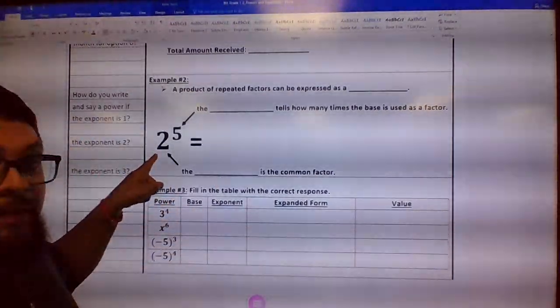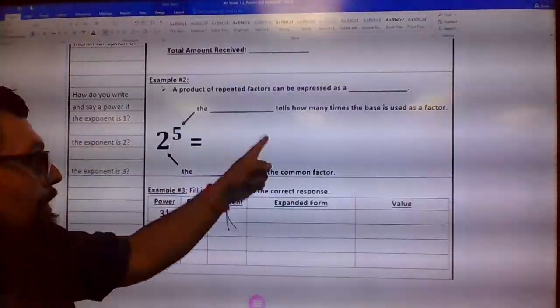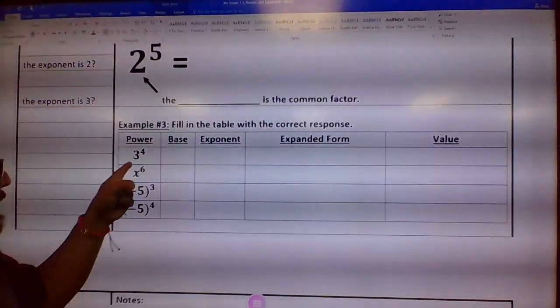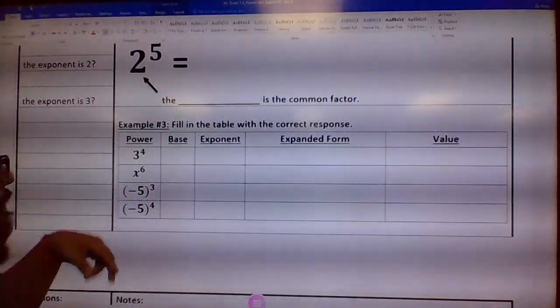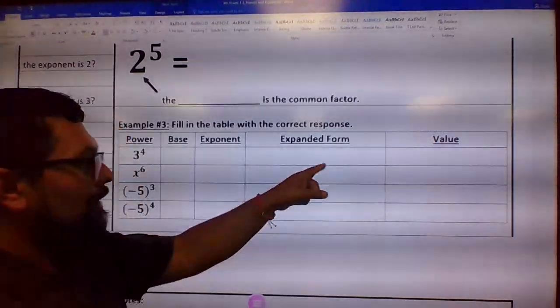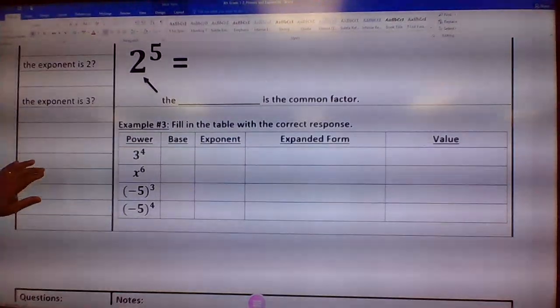In example number 2, we were looking at the different parts of the power. The bottom is the base and the top is the exponent. There's going to be a question like this. We took these powers, found the base, found the exponent, and then expanded them. Then we found the actual value of them.